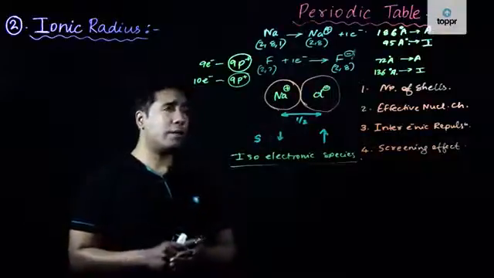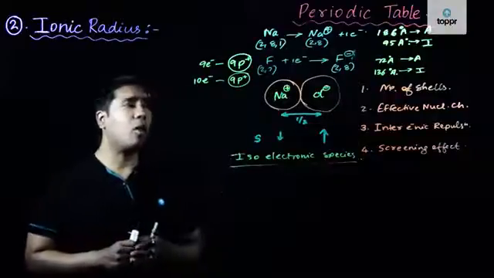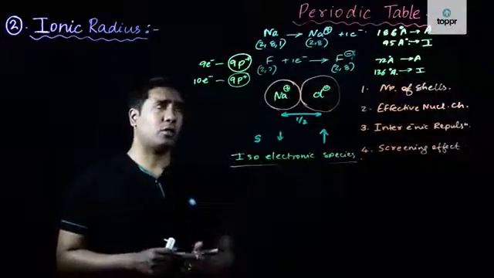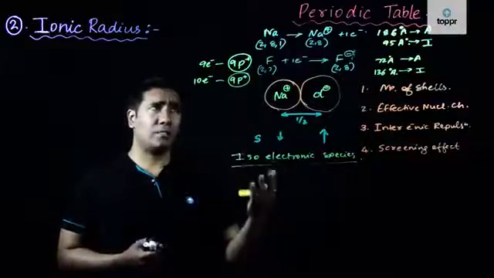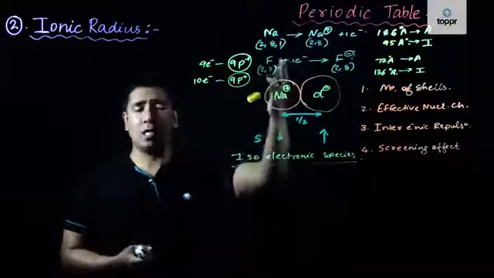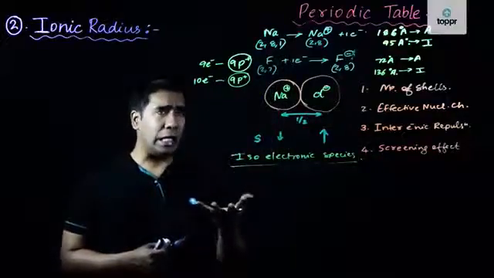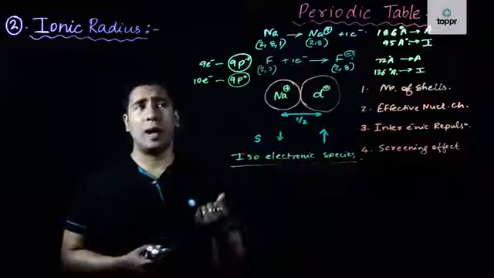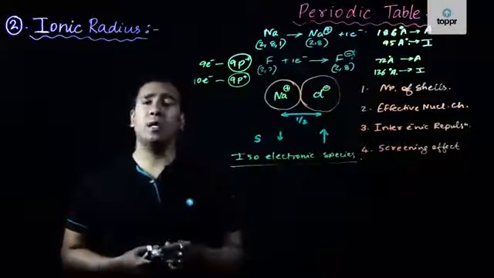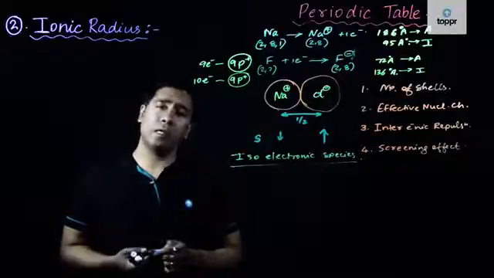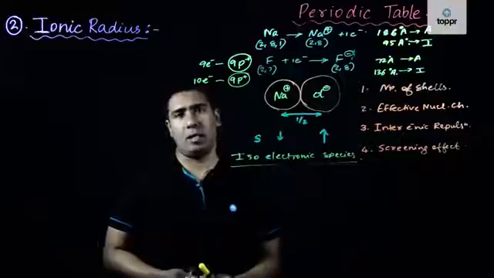So hence, if we have isoelectronic species, the greater the amount of positive charge present in the specific positively charged ion, which is the cation, the further the decrease in the ionic radius, because of the increase in the positive charge, that is, because of the increase in the effective nuclear charge. Let us discuss this in detail.